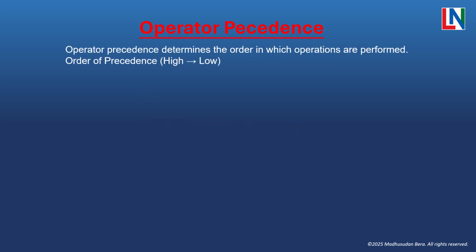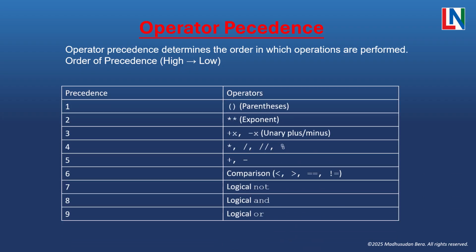Now we have to know about operator precedence. Operator precedence determines the order in which operations are performed. Order of precedence, high to low. At first parenthesis, then exponent, then unary operators, unary plus or minus, then product, division, float division, modulus.